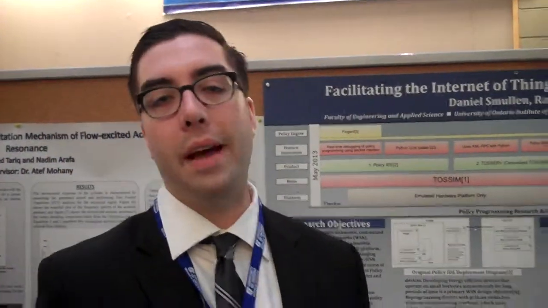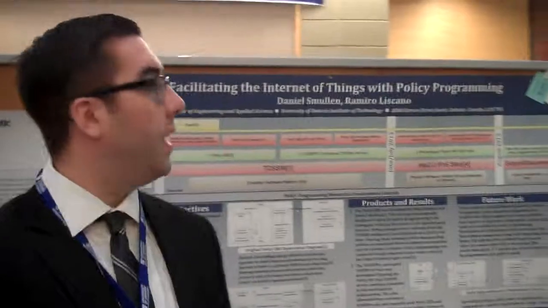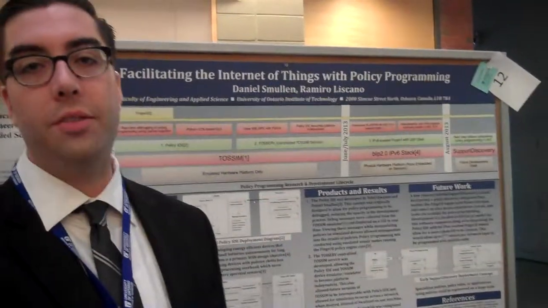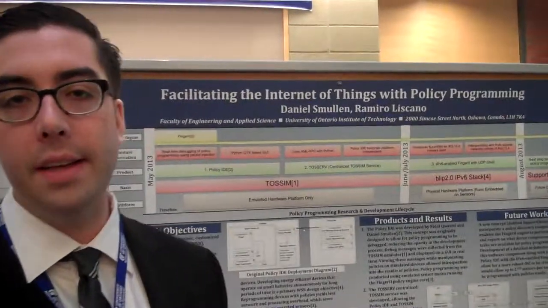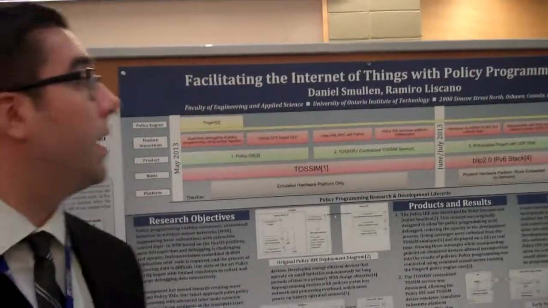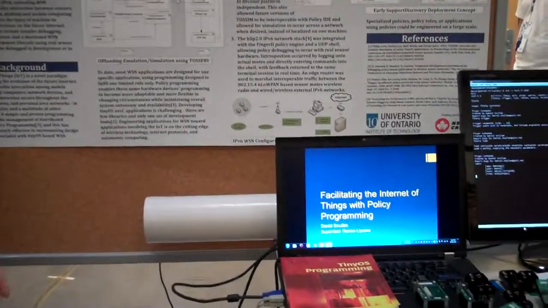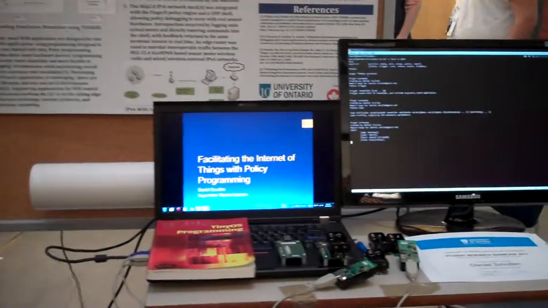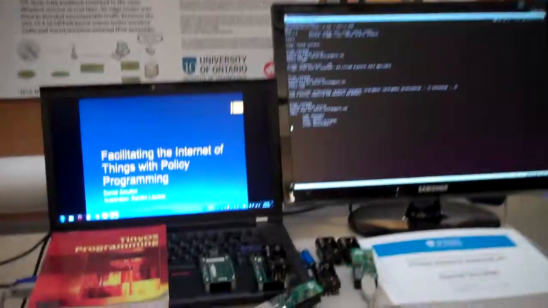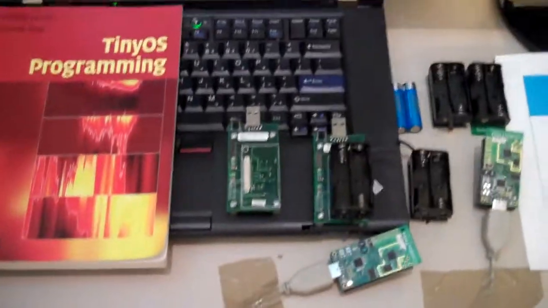Hi, so I'm Daniel Smolin, and I'm with the Faculty of Engineering and Applied Science, and this is my Research Showcase 2013 poster project. I study facilitating the Internet of Things with policy programming, which is essentially a concept in autonomic computing, wireless networking, and pervasive computing, which involves the usage of these wireless sensor devices that you can see here in my demonstrator prototype.